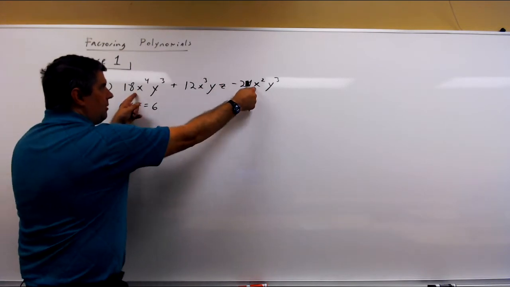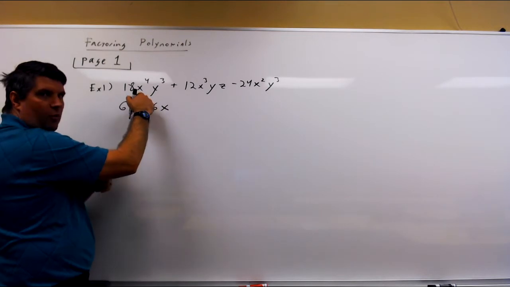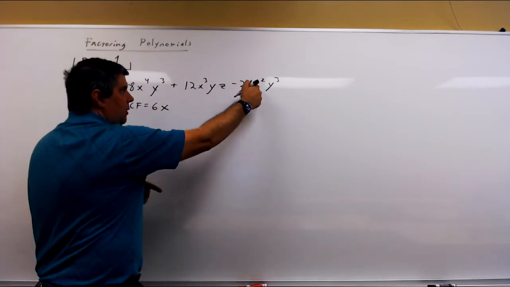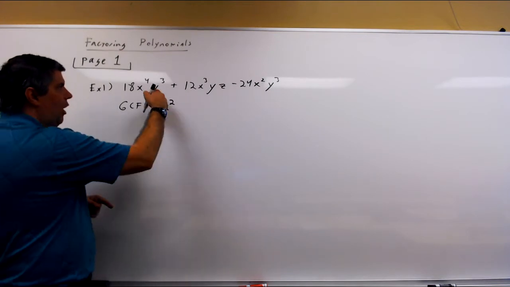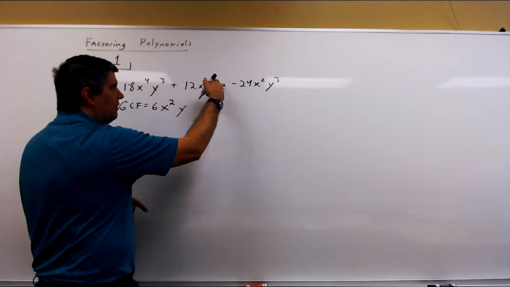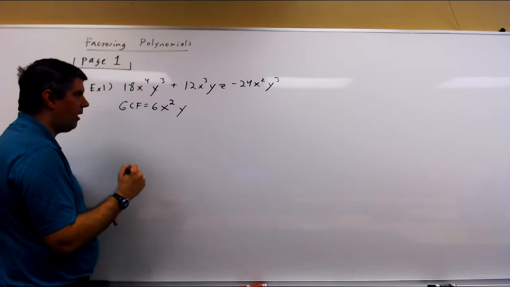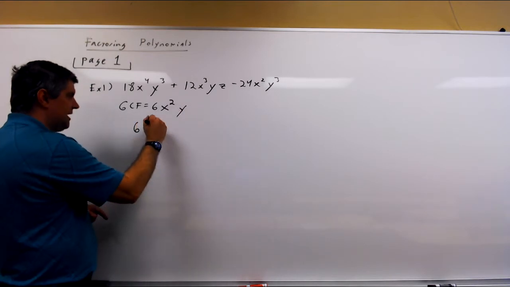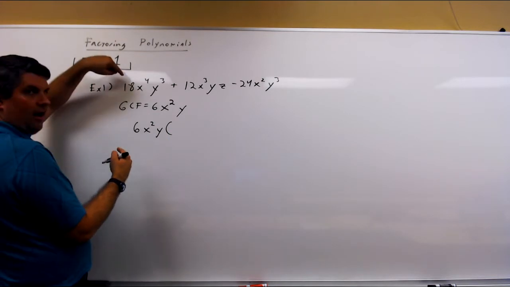All three terms have an x in them. And between x to the 4th, x cubed, and x squared, x squared is the lowest appearing power. They all three have y's in them. Between y cubed, y to the 1st, and y cubed, y to the 1st is the lowest appearing power. So we'll have 6x squared y, and we simply divide.